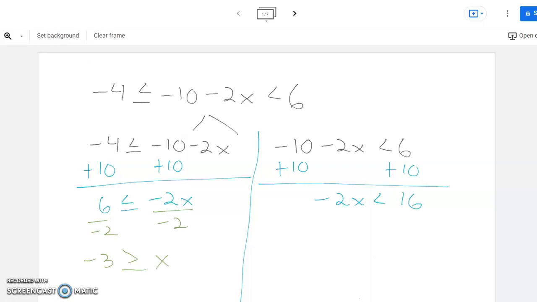And since I'm trying to solve for x, but that negative 2 is in the way, I'm going to divide both sides by negative 2. So now x is less than negative 8. All right, so since x is less than negative 8, I could say that either x is less than or equal to negative 3, and x is less than negative 8.